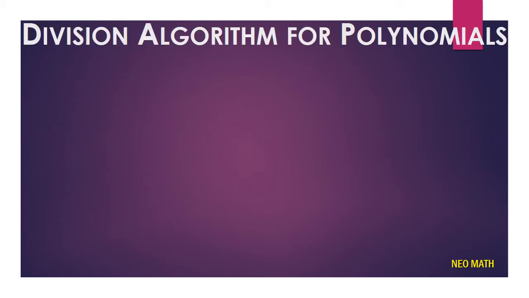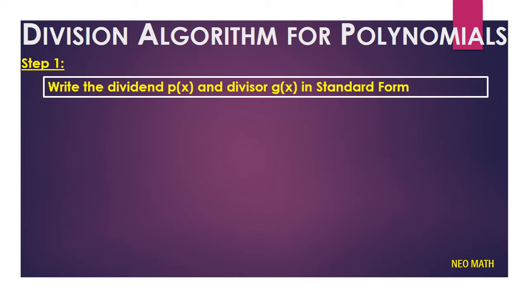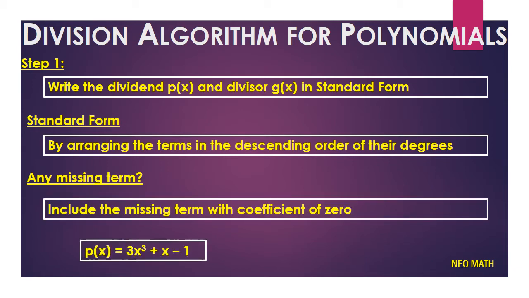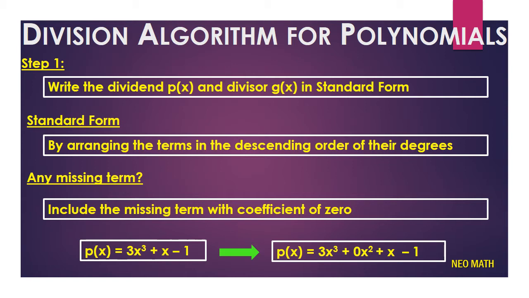Division algorithm for polynomials. Step 1. Write the dividend p of x and divisor g of x in standard form. How can we write in standard form? By arranging the terms in the descending order of their degrees. Sometimes there can be missing terms. In that case, either leave gaps or include the missing term with a coefficient of 0. So for example, p of x is equal to 3x cube plus x minus 1. This can be written as p of x is equal to 3x cube plus 0x square plus x minus 1.